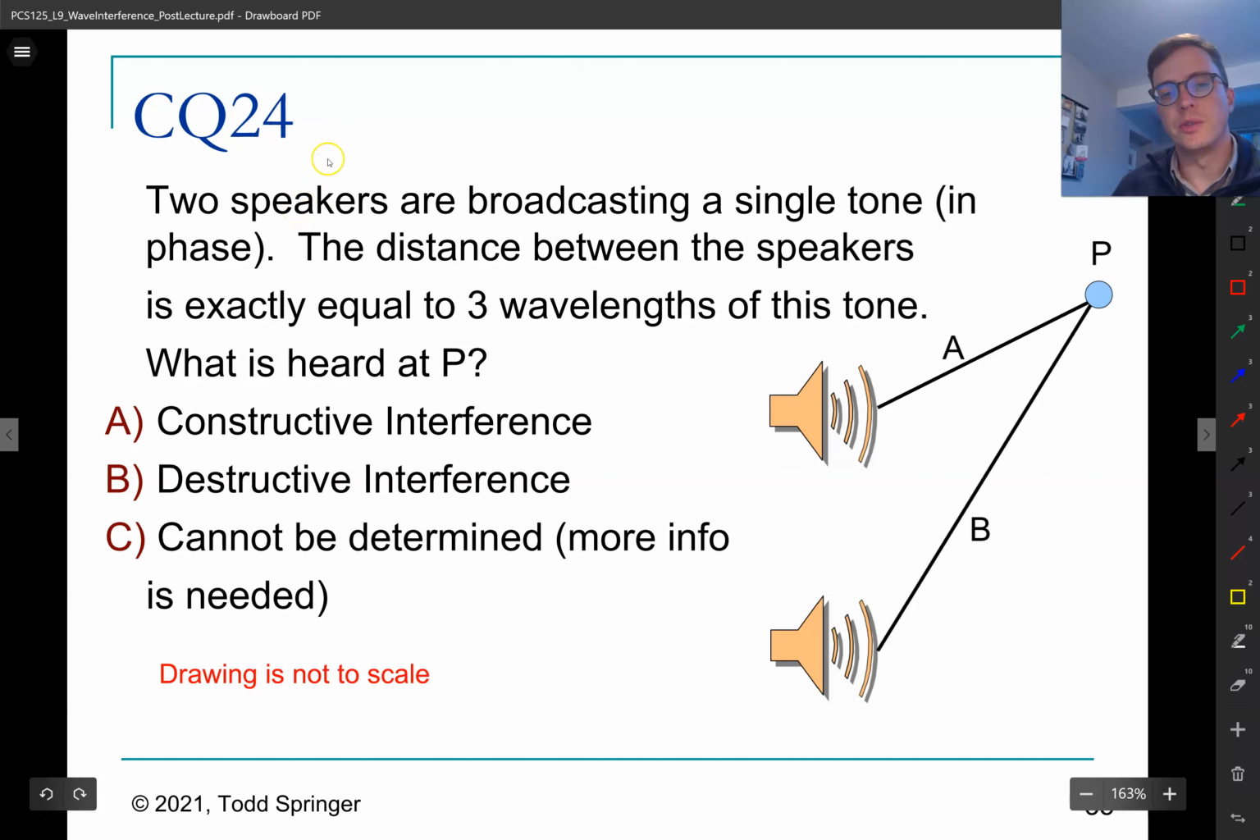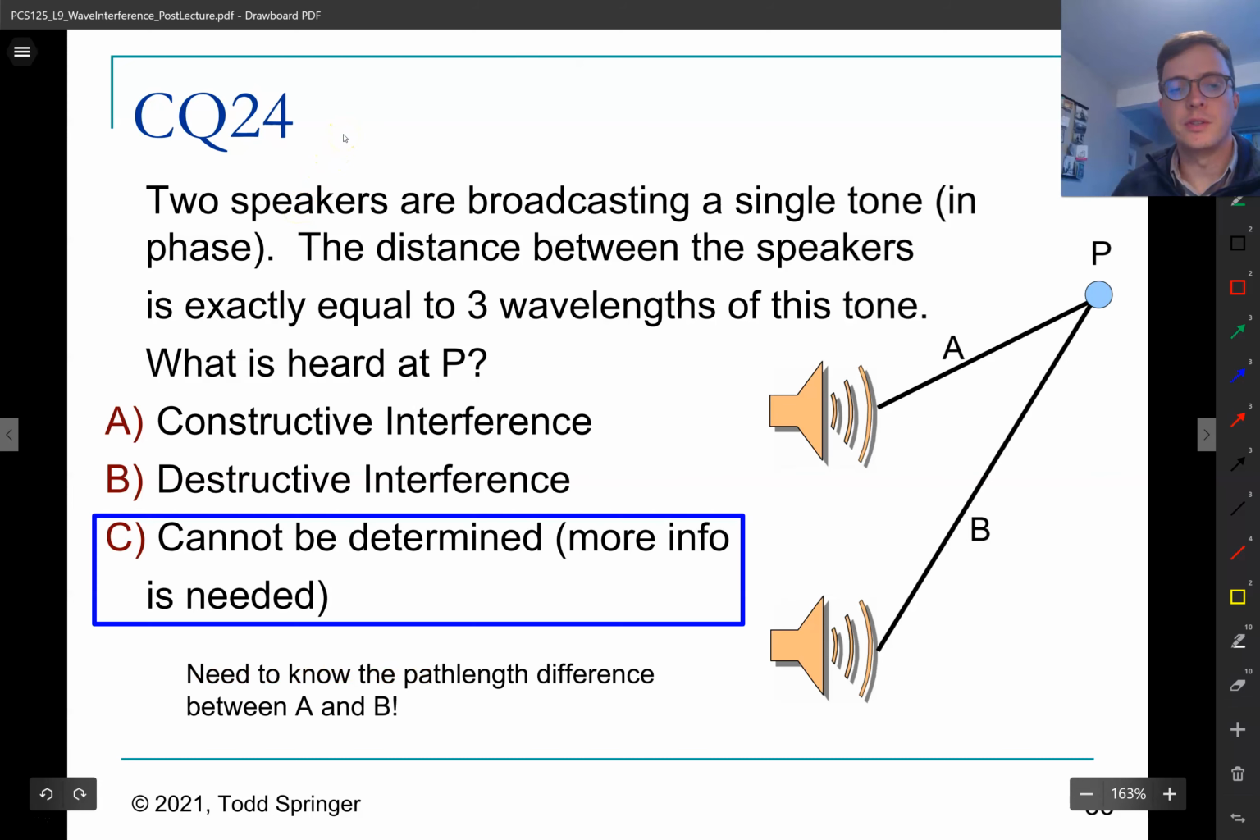I'm trying to trick you. It's a trick question. The answer is it cannot be determined. How do I determine if it's constructive or destructive? What I need to know is how much longer is B than A. If B is 1 wavelength longer than A, then it's constructive. If B is half a wavelength longer than A, it's destructive. If B is 2 wavelengths longer than A, it's constructive. You get the idea.